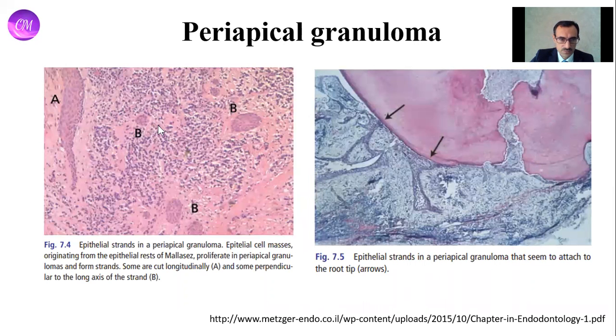In these histologic figures, we see the epithelial strands in the periapical granuloma. So the epithelial cell masses that originated from the epithelial rests of Malassez proliferate in the periapical granulomas and form strands. Here you see the longitudinal and perpendicular sections of this epithelial rest of Malassez, and under higher magnification, we see the formation of the epithelial strands.